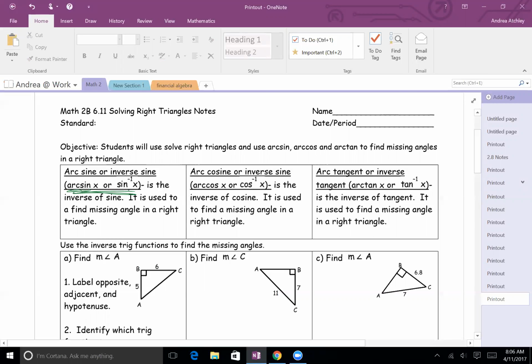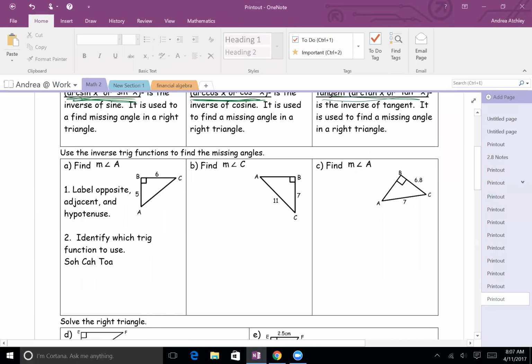Arc cosine, or inverse cosine, again, this is how you would see it on your calculator. That's the button. It is the inverse of cosine. It is used to find, again, missing angles. And arc tangent and inverse tangent, right there. That's how you would see it on the calculator. Arc tangent x or tangent to the -1 x. Any questions over that?